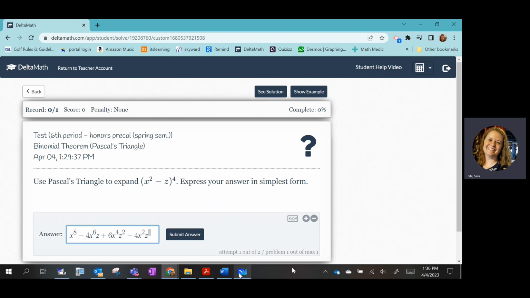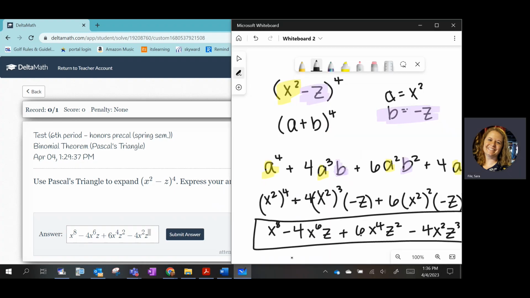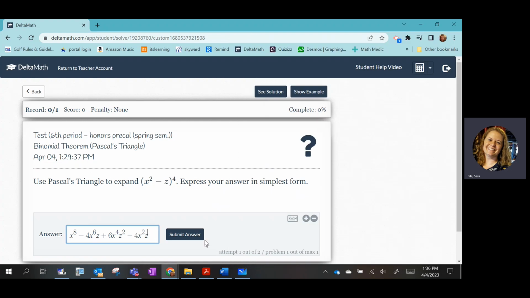Did I miss something? 6x to the 4th z squared minus 4x squared z cubed. Yeah, okay. And then it was back to plus, right? And it was just the z to the 4th.